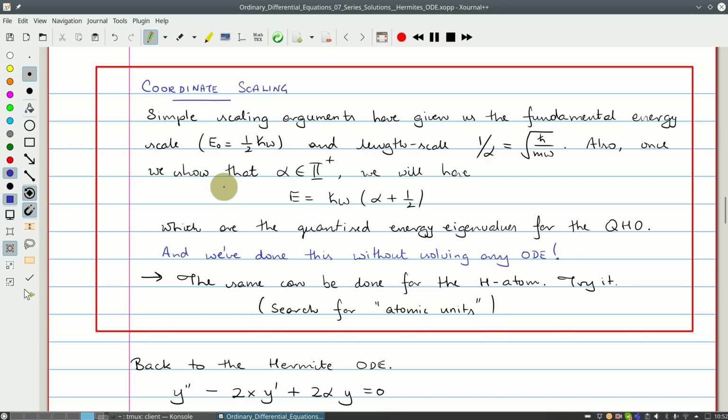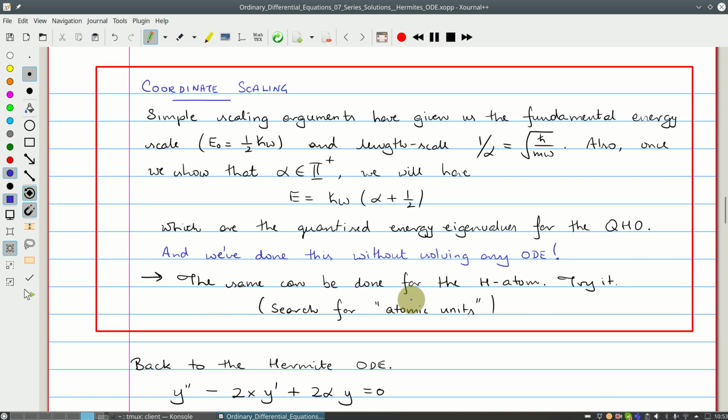and we need to show that alpha is an integer. We haven't yet shown that. And when we do show that, we will have the energies of the states of the quantum harmonic oscillator. And we've done this without solving any differential equation. Now, something similar can be done for the hydrogen atom.